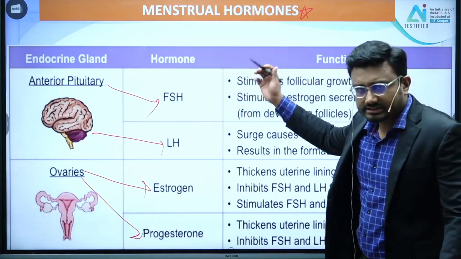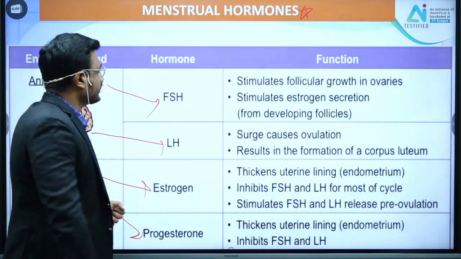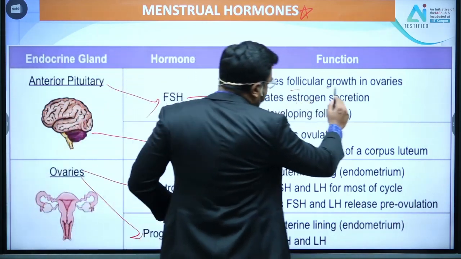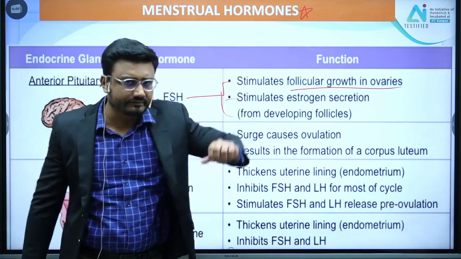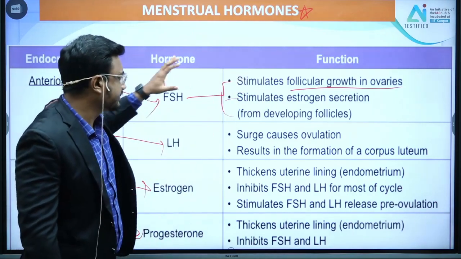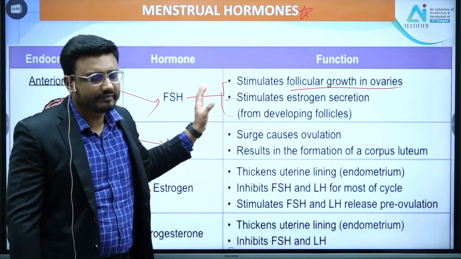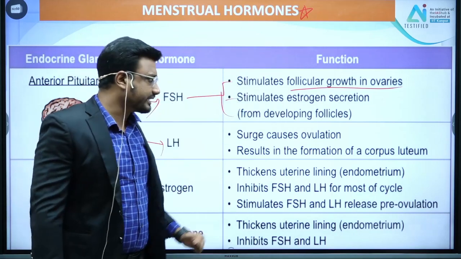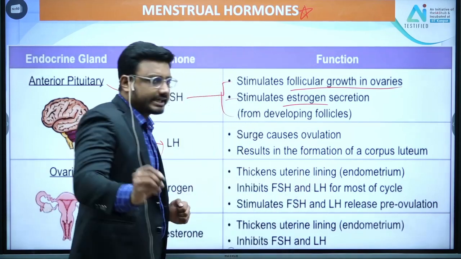Now let us understand the role of follicle stimulating hormone and luteinizing hormone. Follicle stimulating hormone is involved in stimulating follicular growth in the ovaries. From the primary follicle till the Graafian follicle, the growth of the follicle is stimulated with the help of the follicle stimulating hormone. The name itself suggests that it helps in follicular growth in the ovaries. It also helps in the stimulation to secrete estrogen.